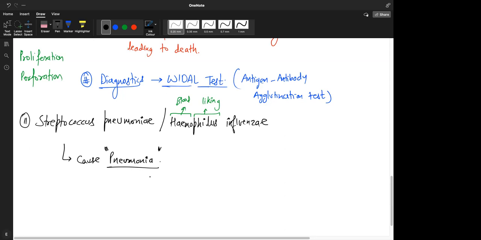But yes, the word influenza kind of gives you a feeling that it is a flu virus, right? Because flu is normally caused by viruses, like the common cold or the viral flu, we call it, right? Bird flu, etc.